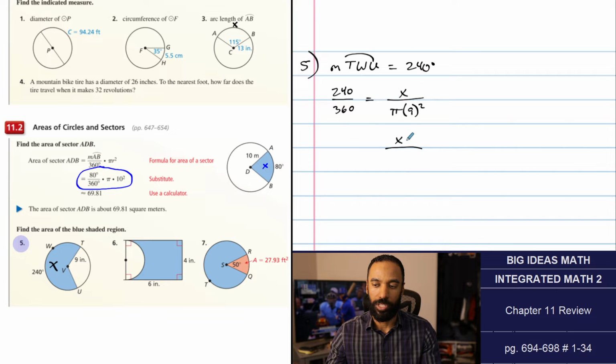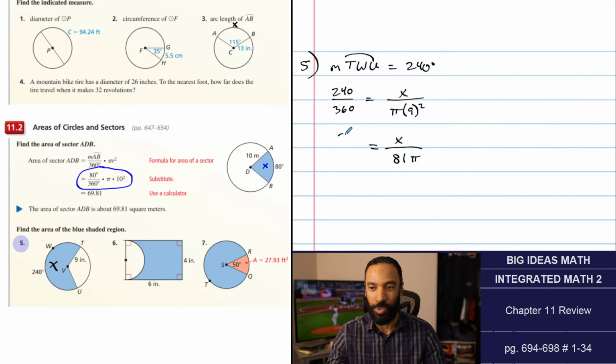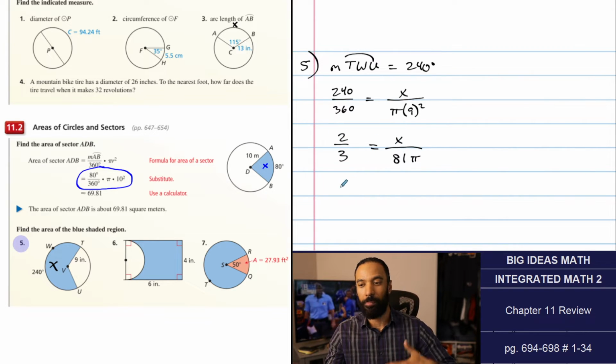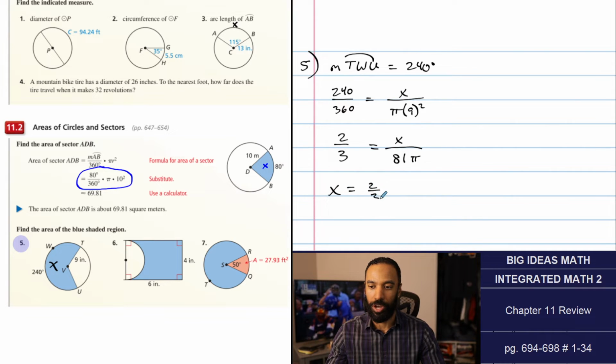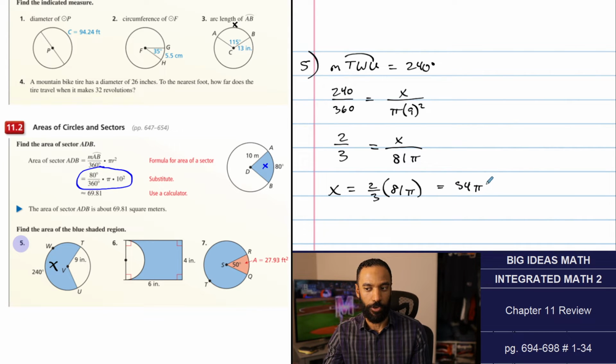Pi times 9 squared is 81 pi. That's the area of the entire circle. And 240 over 360, we can divide both by 120. That's 2/3. X is 2/3 of 81 pi. We are going to take 2/3 of 81 pi. We multiply both sides by 81 pi, and we get that. As an exact answer, that's 54 pi.